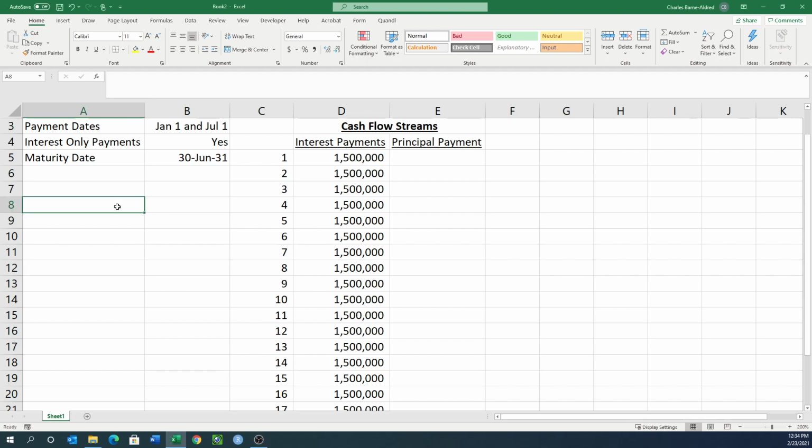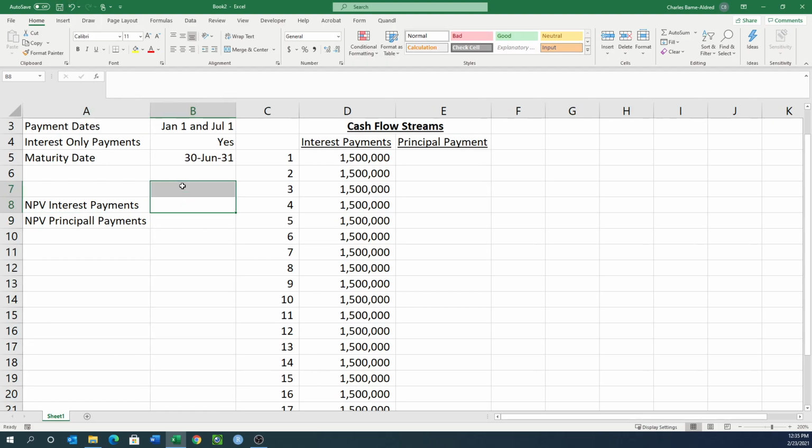So we're going to figure out the net present value of interest payments, and then we're also going to figure out the net present value of principal payments. Both of these use a formula in Excel. So equals the present value. This returns the present value of future payments. So present value, so the rate.